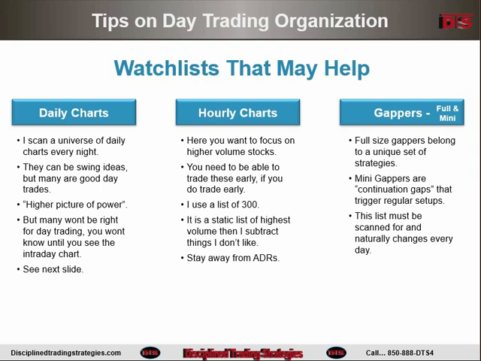I use a list of 300 stocks. It's a static list, highest volume. I stay away from ADRs. Okay. And then gappers is the third thing. Now the gap list is something that you can't really prepare ahead of time. The daily charts, hourly charts you can do as soon as the market closes. Right now you could be doing your prep for tomorrow.